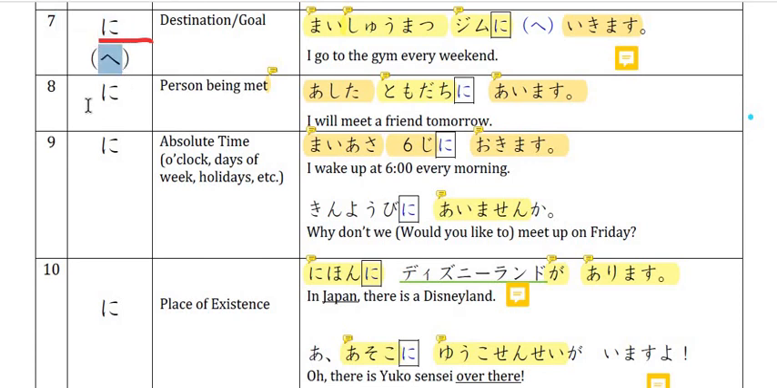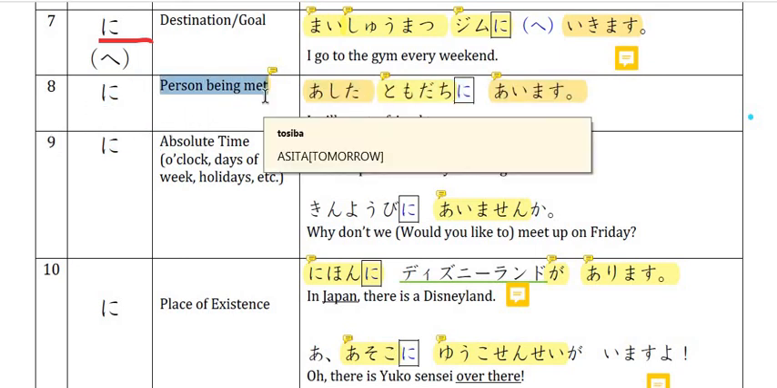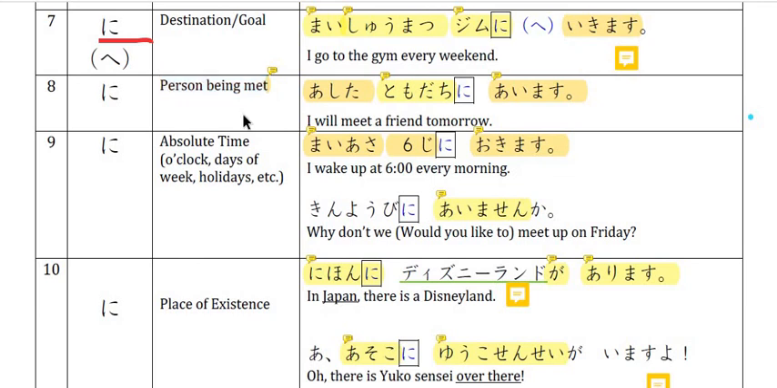Now the second function of the particle ni is the person being met. So if you are meeting somebody, that person is going to be marked with the particle ni. So here, the sentence is I will meet my friend tomorrow.